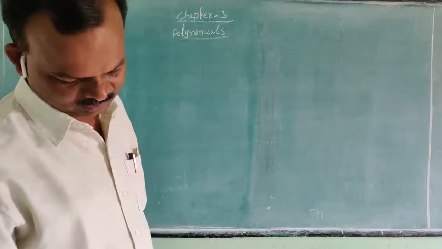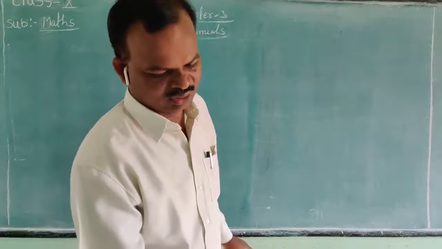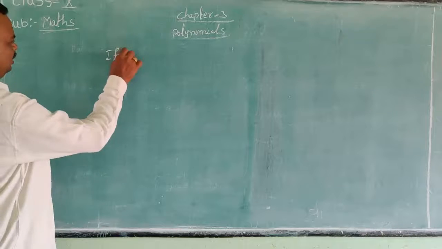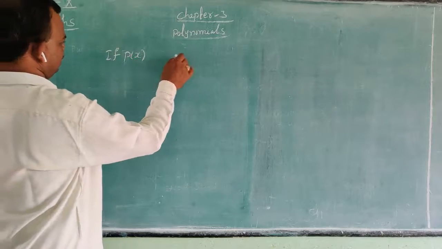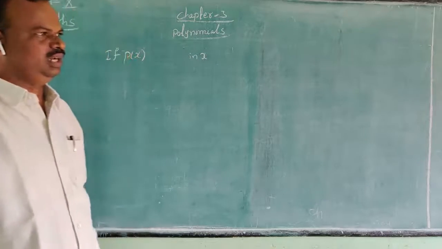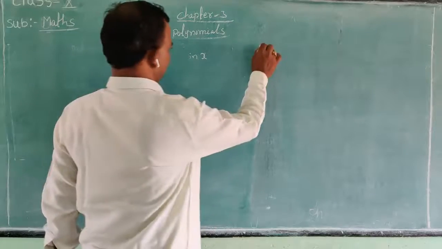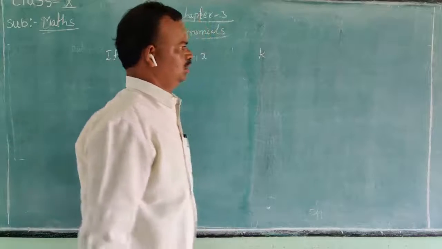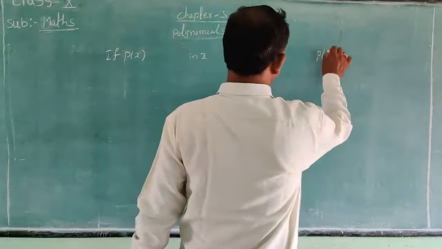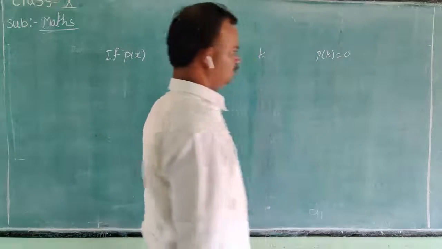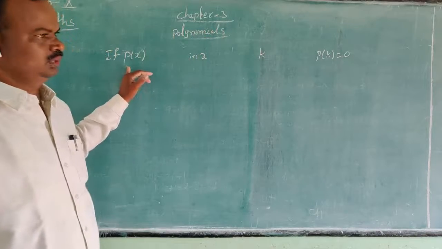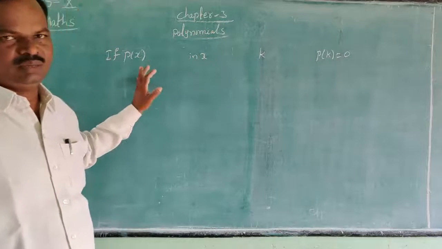Zeros of a polynomial. That means if p of x is any polynomial in x, for any real number k, the value of the polynomial, that means p of k is equal to 0, then k is called the zero of the polynomial p of x.